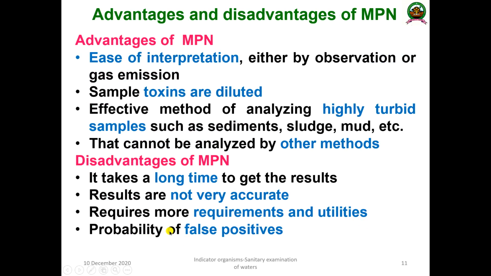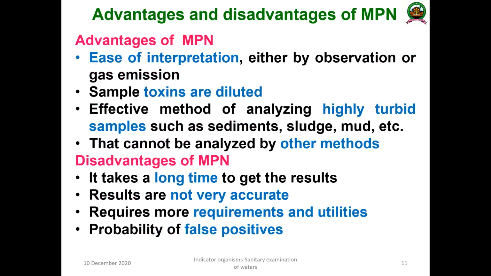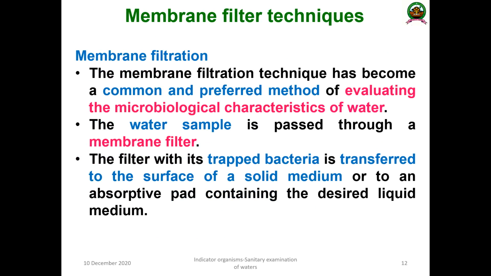And I told you there is a chance of false positive results. Sometimes you will get acid and gases that may not be from coliform bacteria. There are so many other bacteria that also produce acid and gases. So that is the problem. Because of all those reasons, this is not an excellent method.